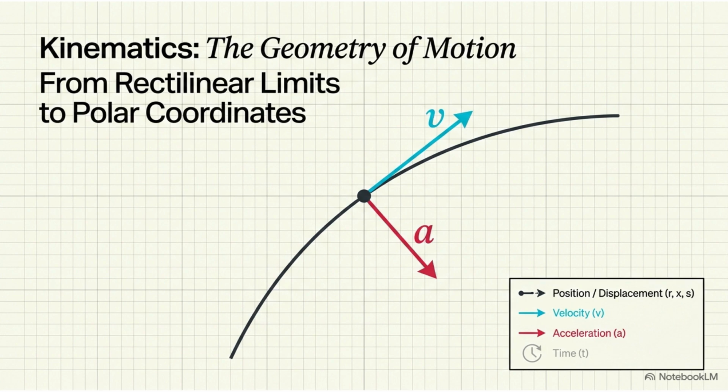Four fundamental quantities are introduced. The first is position, or displacement, represented by r, x, or s, depending on the coordinate system. The second is velocity, represented by the symbol v, followed by the third, acceleration, represented by a. Finally, we have time, represented by the symbol t. They form the foundation of kinematics. Throughout this course, we will learn how these quantities are related mathematically through calculus and how they allow us to predict and describe the motion of any particle.